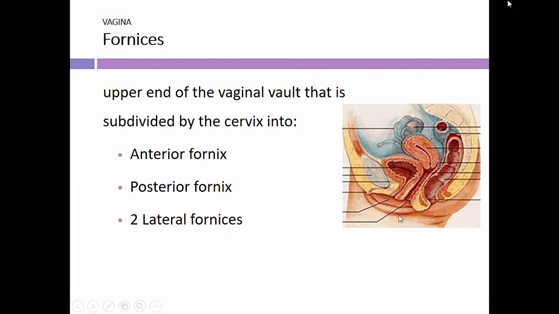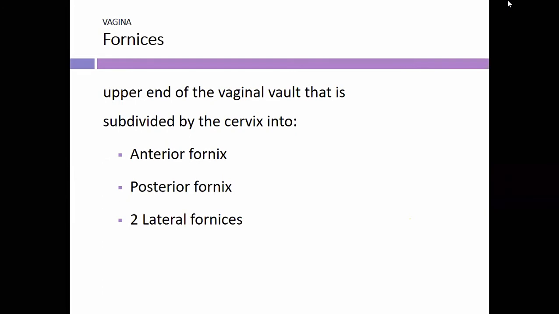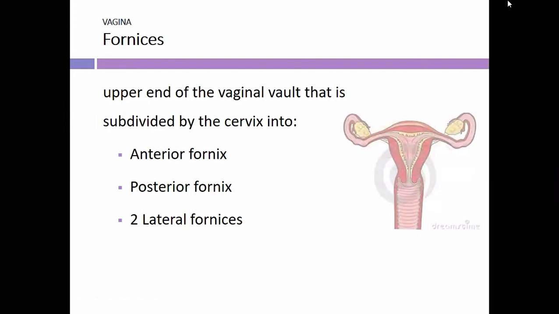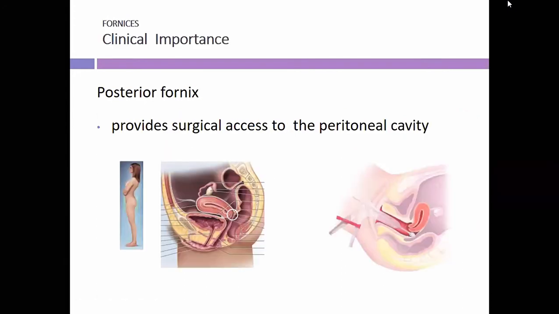Now, the fornices. The vagina also has fornices on the upper end of the vaginal wall. So you have here anterior, posterior, and lateral fornices. The anterior fornix, if you look at the woman from the lateral view, then there's the posterior fornix, then two lateral fornices. Now, what is more significant is the posterior fornix, because when the woman is lying down, this area will provide surgical access to the peritoneal cavity.